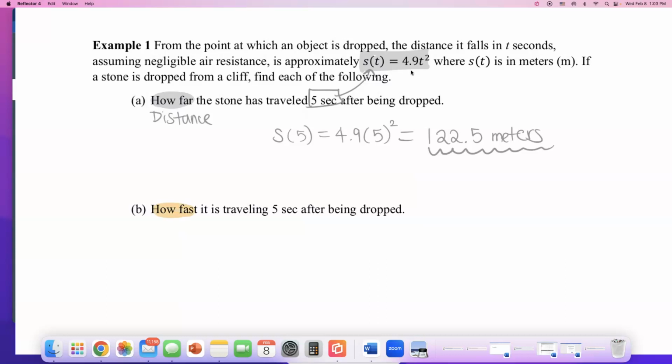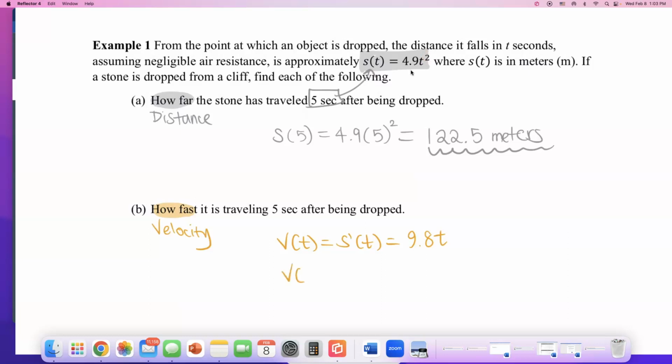Well, how fast is their speed, right? It's the velocity. So to find the velocity function, we have to take the derivative of the distance function, okay? So what is the derivative of this? Okay, you will have to do 4.9 times 2, right? That will give you 9.8. And t's new exponent is down to 1 now. So we can just say 9.8t.